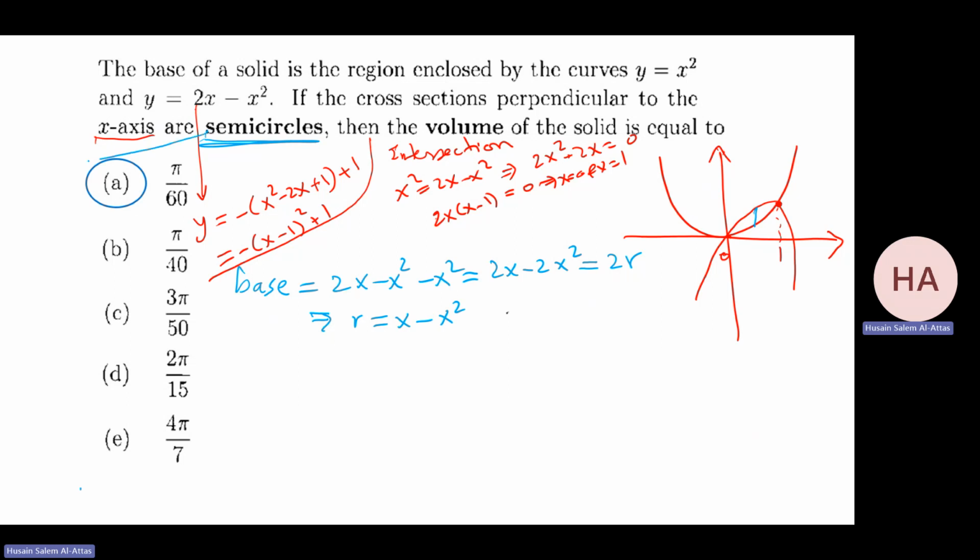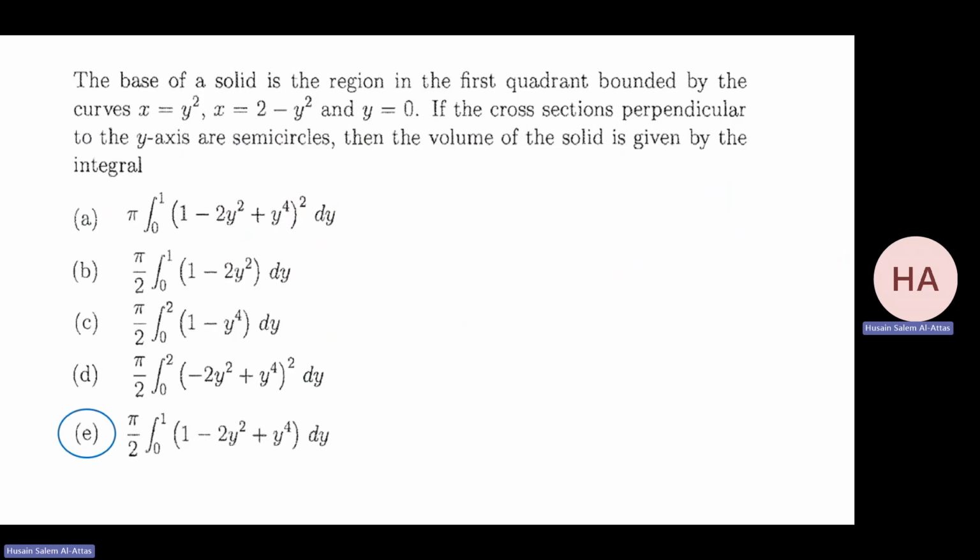And what is the area for this semicircle? It is pi over 2 r squared. Okay. If this is r, so the area will be pi over 2 times (x minus x squared) squared.